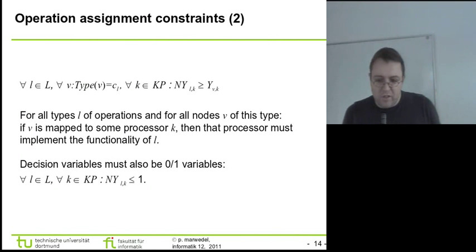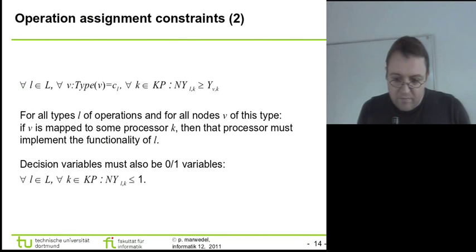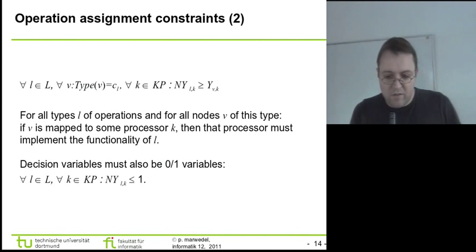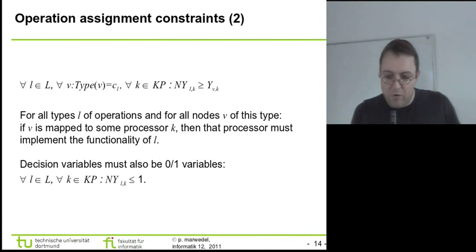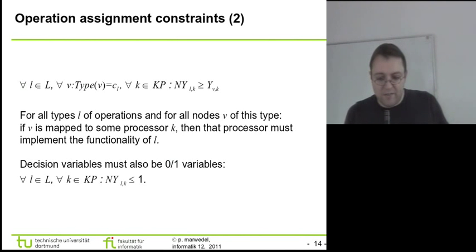The next operation assignment constraint concerns the type of operations. So for all types of operations and for all nodes that have this type of operation, if that operation is mapped to some processor k, then that processor must implement the functionality required of L. So again, these decision variables have to be 0, 1 variables.